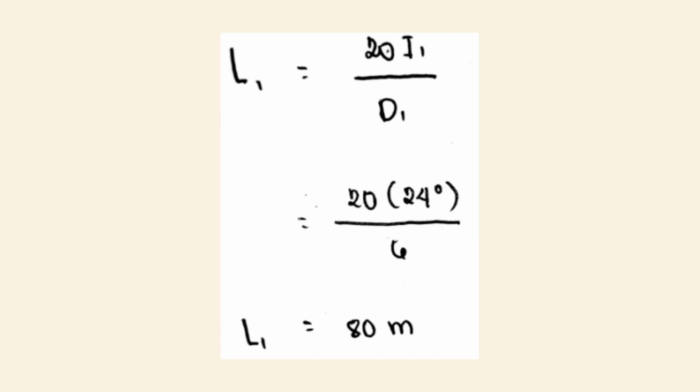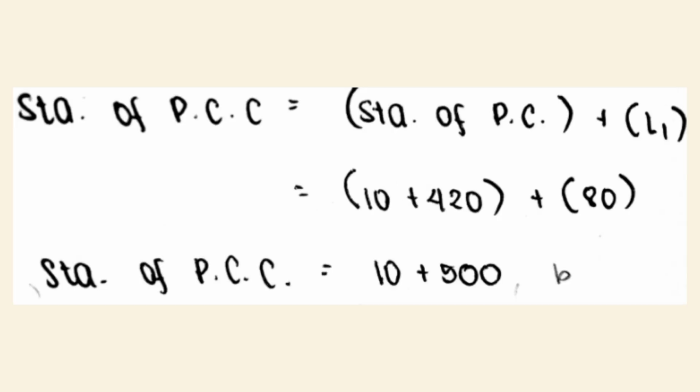For B, we first need to determine the value of L. In the metric system, L is equal to 20 I sub 1 over D sub 1. It is equal to 20 multiplied by 24 degrees over 6 degrees. So L sub 1 is equal to 80 meters. The stationing of the PCC is the sum of the stationing of PC and L sub 1. So we have 10 and 420 plus 80 meters. So the stationing of the PCC is equal to 10 and 500.